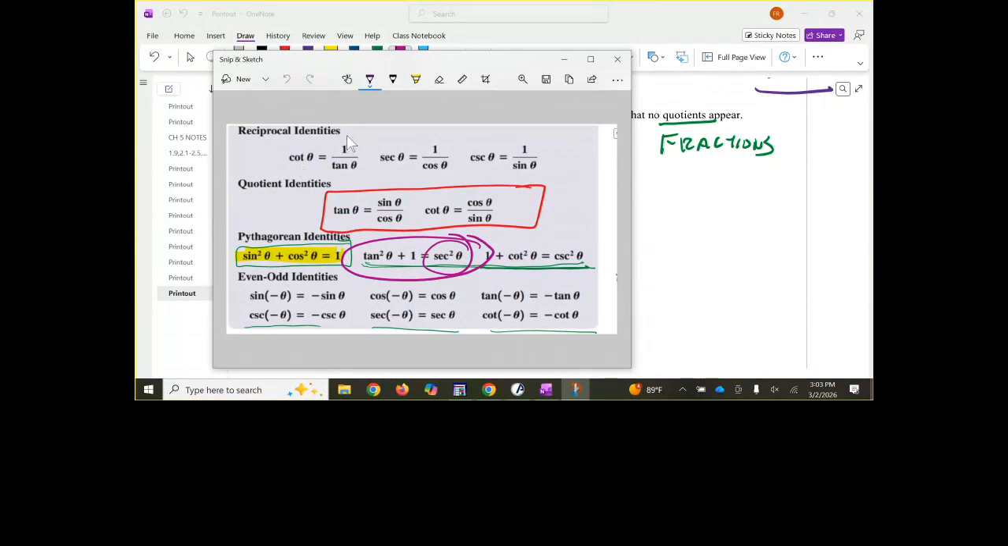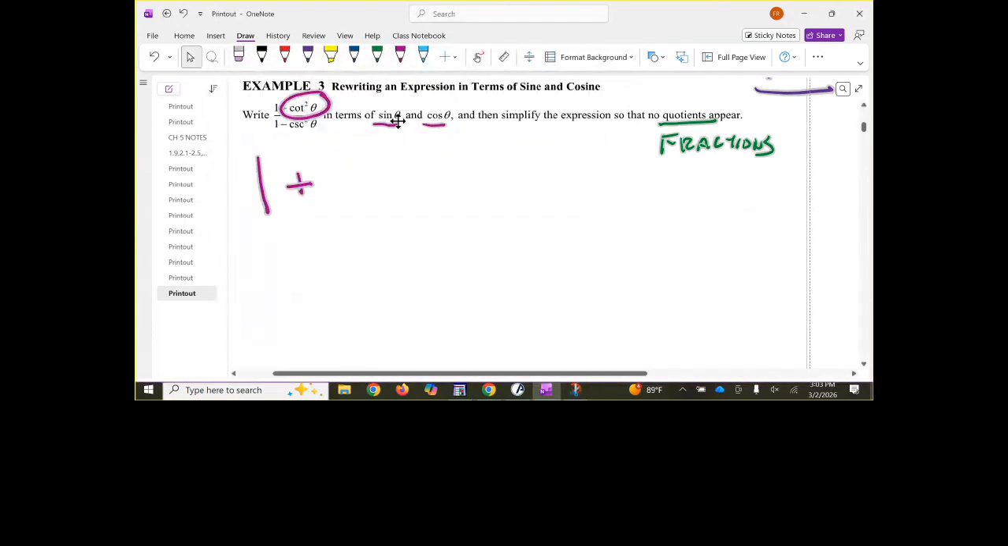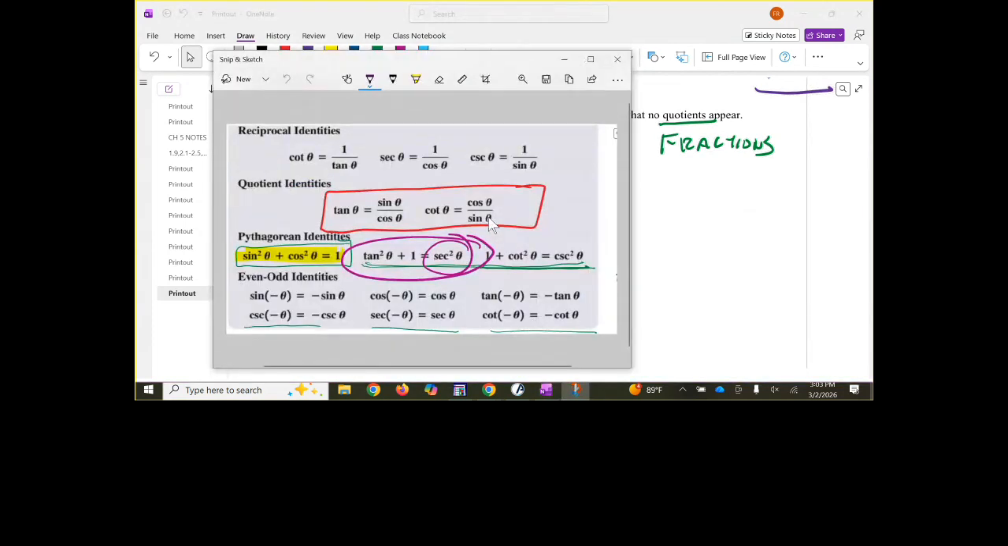The first one I see is cotangent is 1 over tangent. The other one I see is cotangent is cosine over sine. This is the one I want to use. And you say, why do I want to use this one? Because they're telling me to write it in terms of sine and cosine. And this guy here is written in terms of sine and cosine. Does that make sense? Okay.